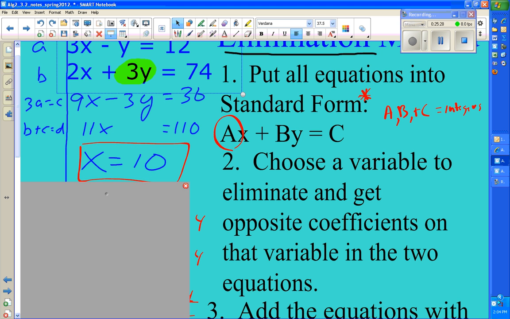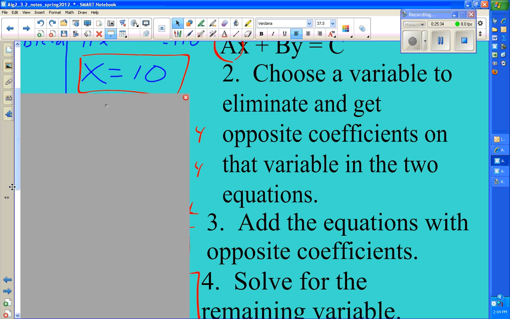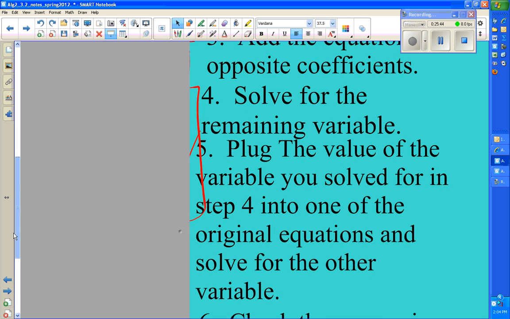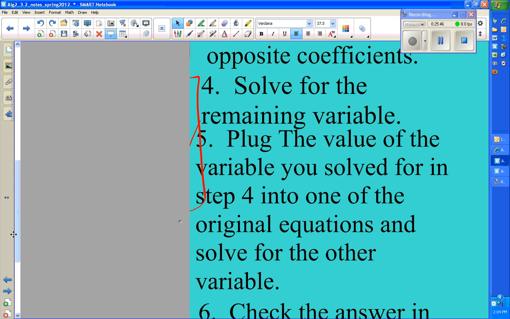When we solve, we divide by 11. Just like with substitution, we get x equals 10. x equals 10. What do I do with that? Hang on. Plug it into one of your original equations. The rest of the steps are the same as elimination. All I did was copy it. Plug the value of the variable you solved for into one of the original equations. Solve for the other variable.